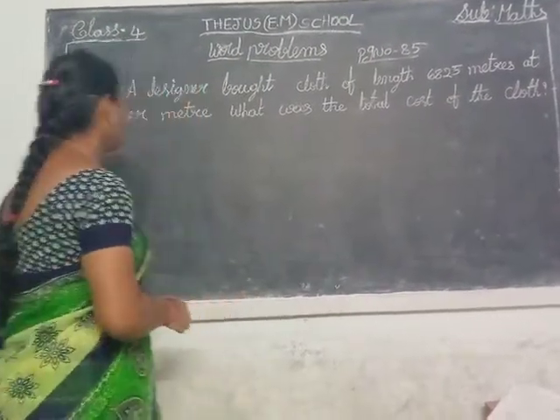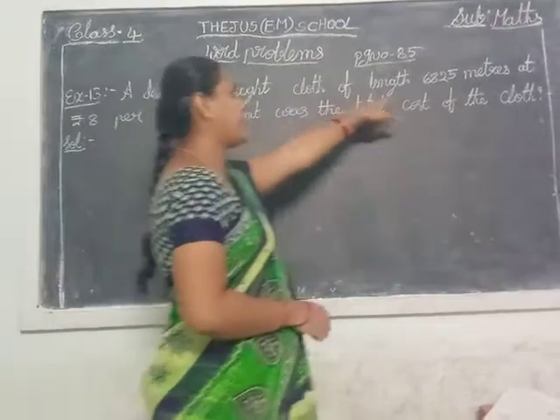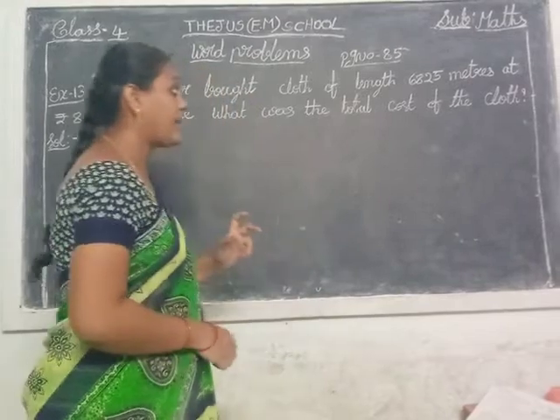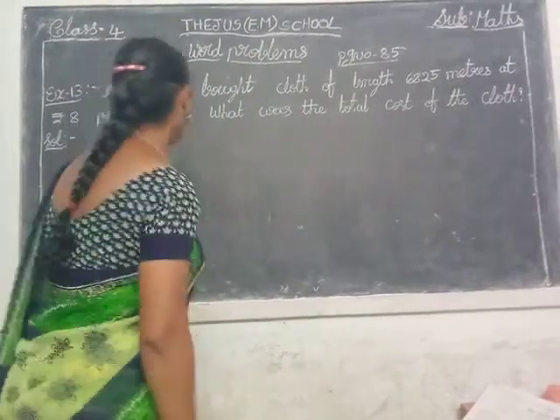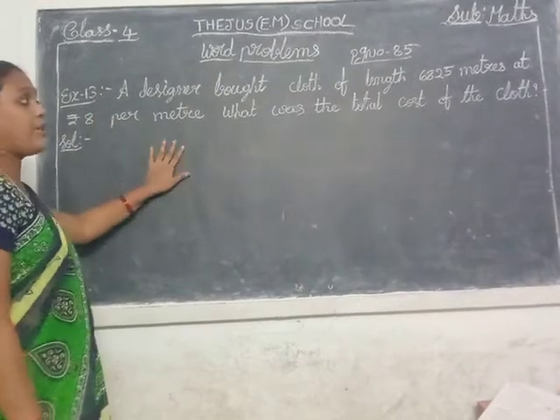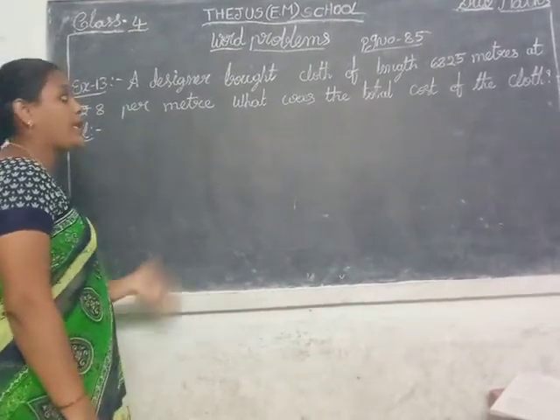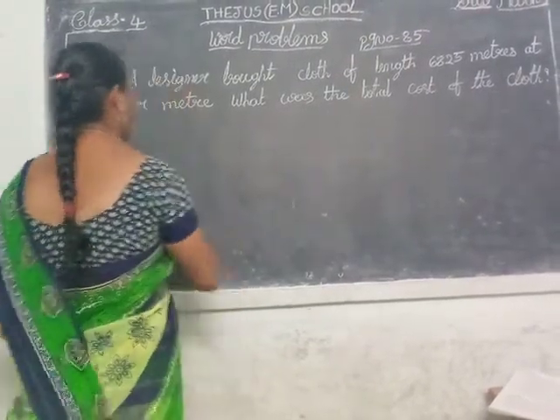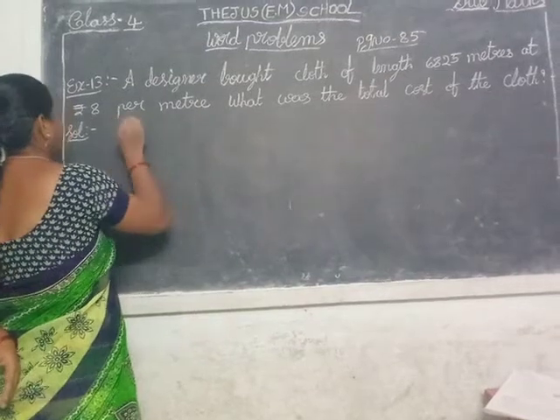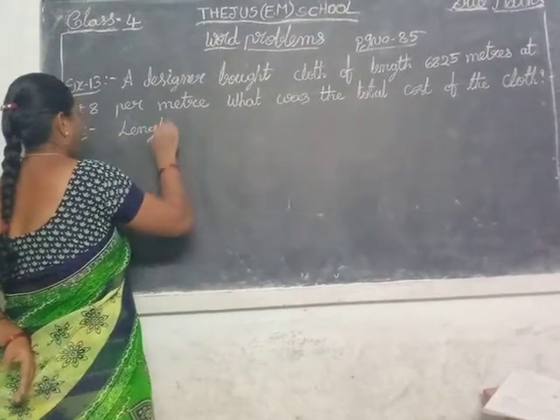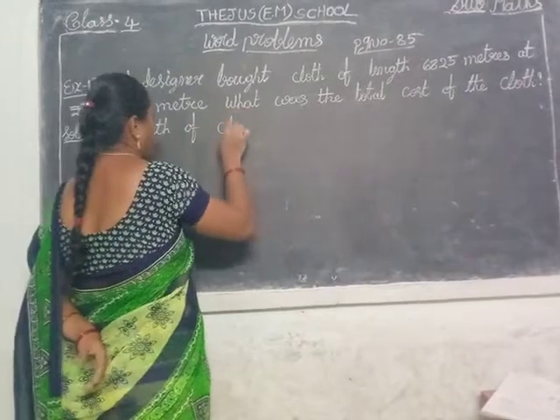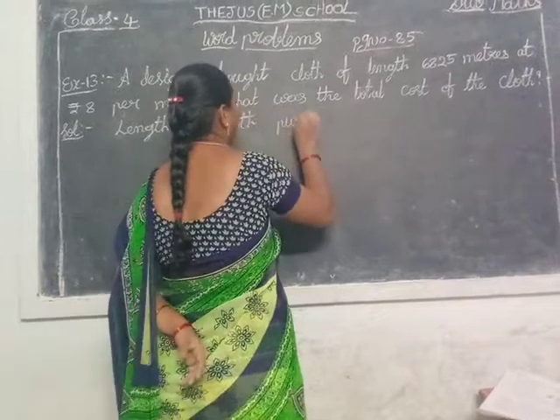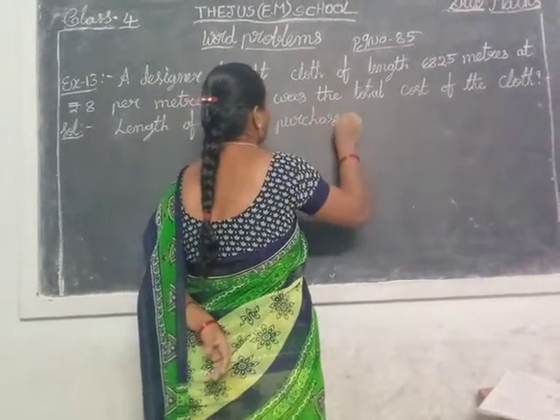So next example children, a designer bought cloth of length 6,825 meters. So a cloth with 6,825 meters she bought. Okay, which how much? 8 rupees per meter. Each 1 meter is 8 rupees. So total cost how much? Now we find out that first you write length of cloth. Length of cloth purchased. Purchased means also bought children.